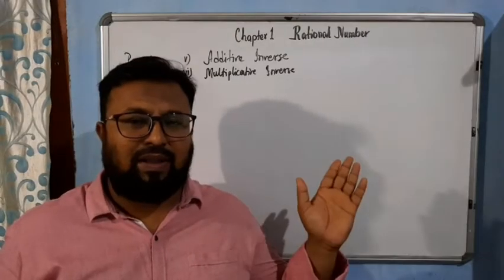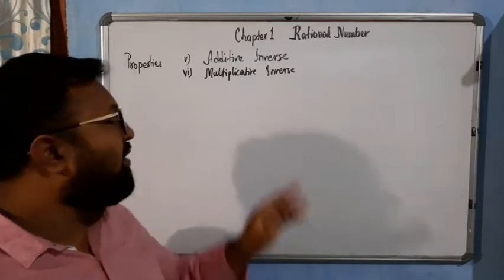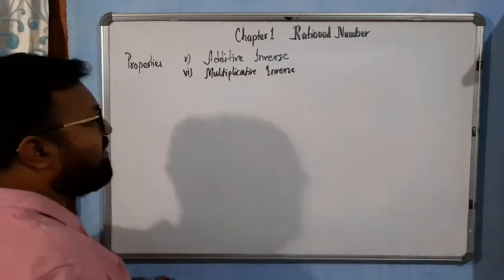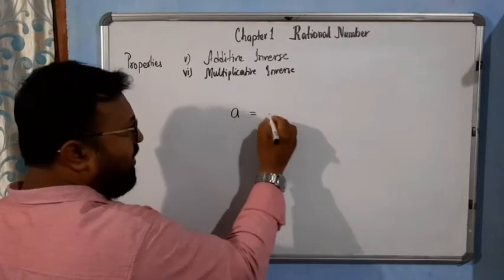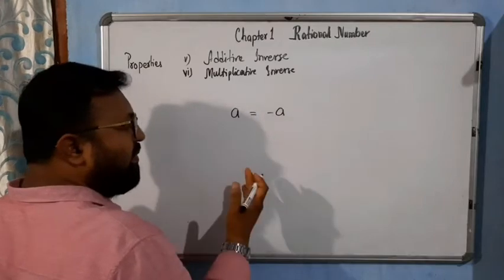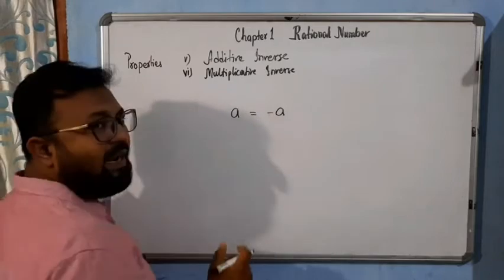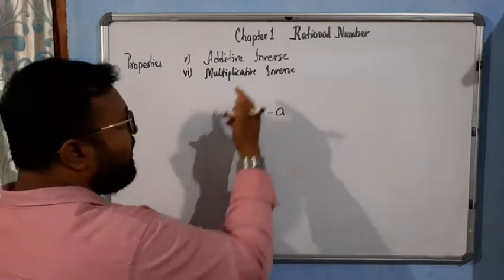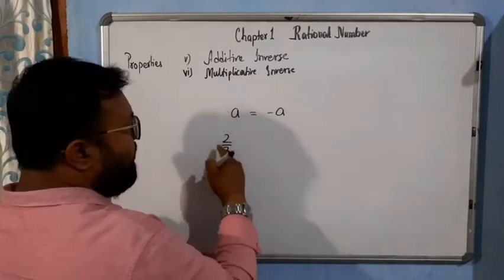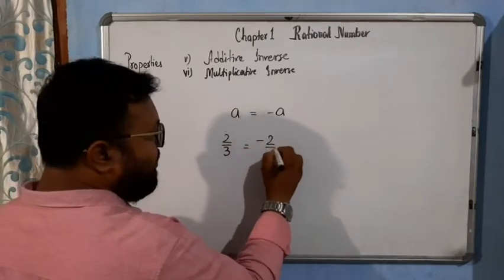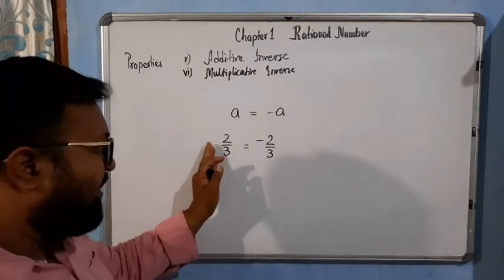So our next properties are additive inverse and multiplicative inverse. It's very simple. First we will deal with the additive inverse. Additive inverse means what? Suppose a number we have a, the additive inverse of a will be minus a. Simply we have to change the sign. If it is positive, then we will write a negative sign. For example, suppose for a rational number 2 by 3, the additive inverse of 2 by 3 will be minus 2 by 3. So it's very simple. Simply we will change the sign.